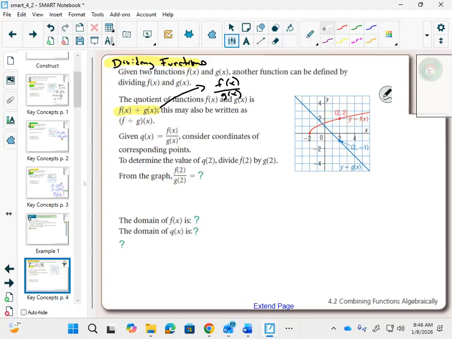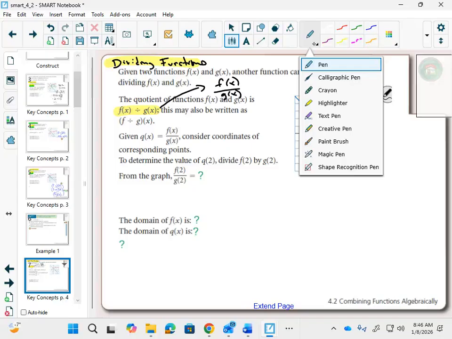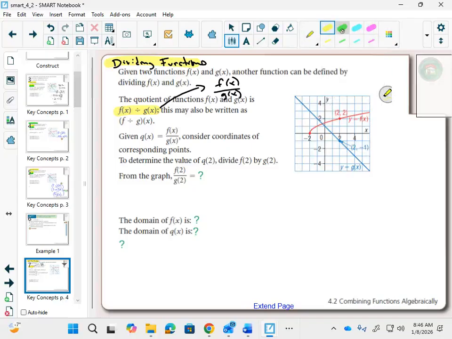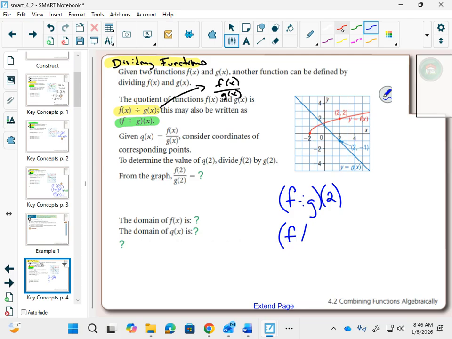f of x divided by g of x. And our not nice notation, again, there are a couple of examples of not nice notation. So if you had this, or sometimes I've seen it like this, or sometimes I've seen it like this.